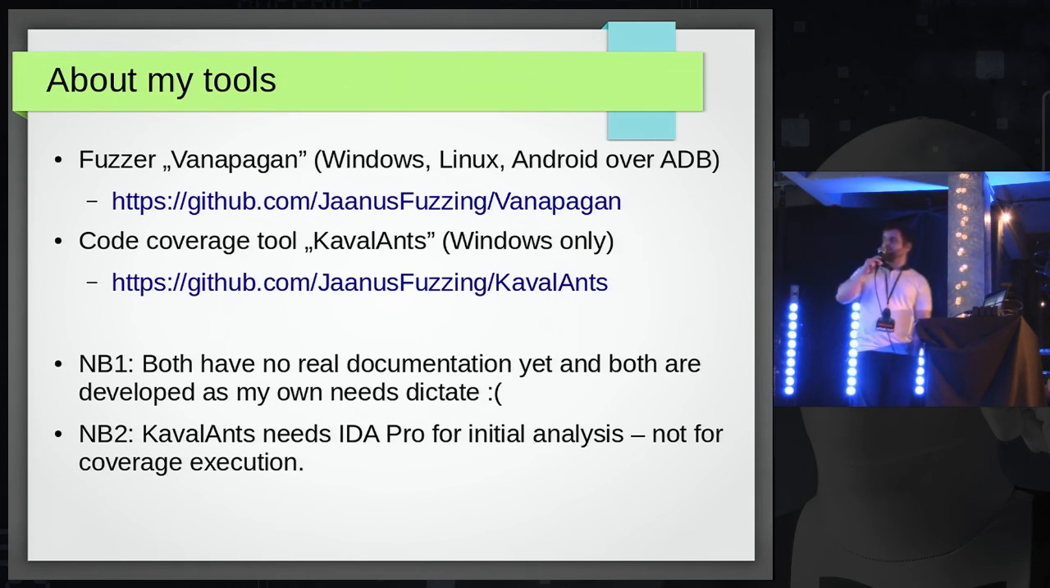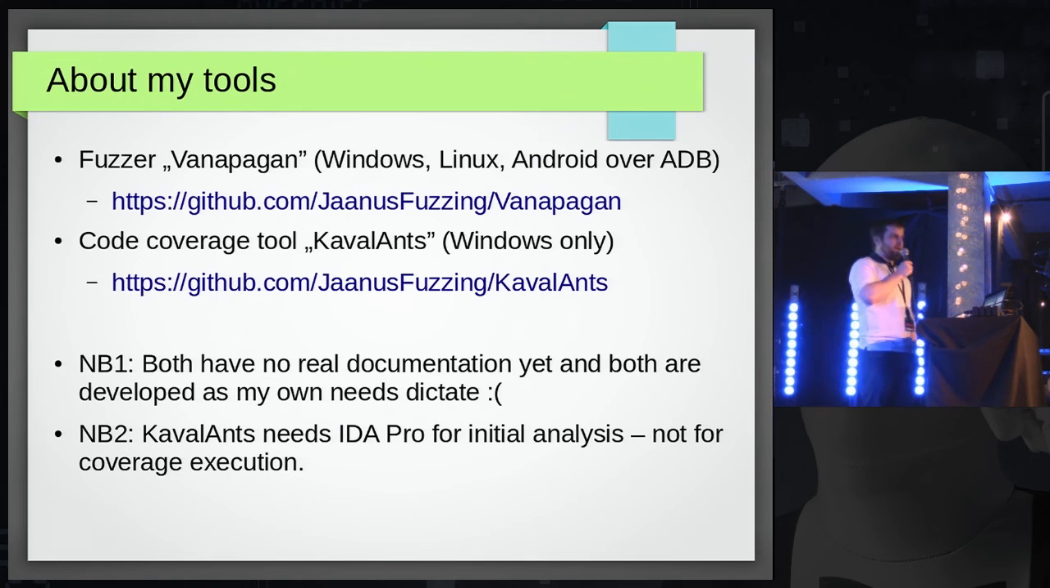And the other tool that is actually more important, because there are a lot better fuzzers than that one out there, is Kavalants, which I use to do code coverage. To be said up front, both of them have no documentation. The first one has a lot of examples, but no documentation. And currently both are developed as my own needs dictate.